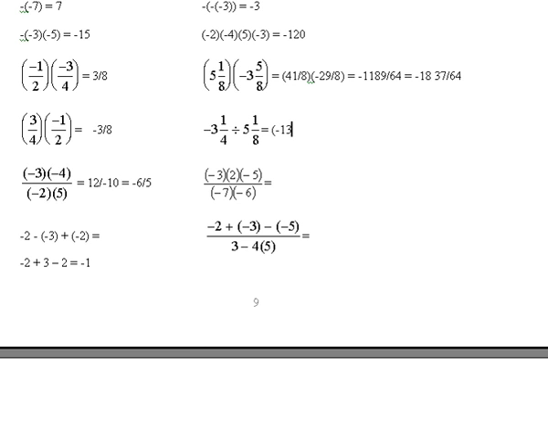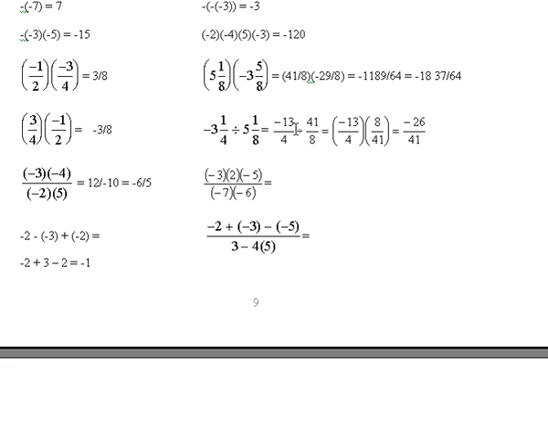Okay, here's this problem rewritten one more time. Switching this to an improper fraction, 4 times 3 is 12. 12 plus 1 is 13/4, and that would be negative. Divided by, this would be 8 times 5 is 40, plus 1 is 41/8. Now when you're dividing fractions, you reciprocate the second fraction here.